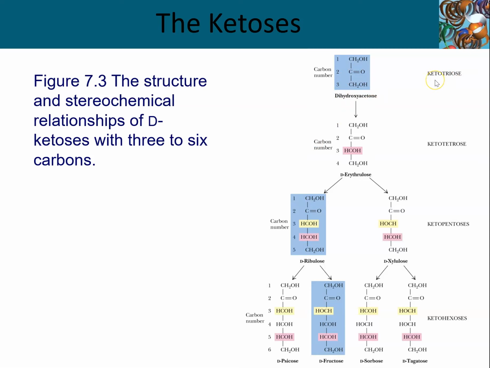So our most basic ketose is our ketotriose, which is dihydroxyacetone. And we're going to see a lot of dihydroxyacetone as a metabolic compound in fundamental metabolism next semester. But it's not going to get that much attention from us in this chapter.